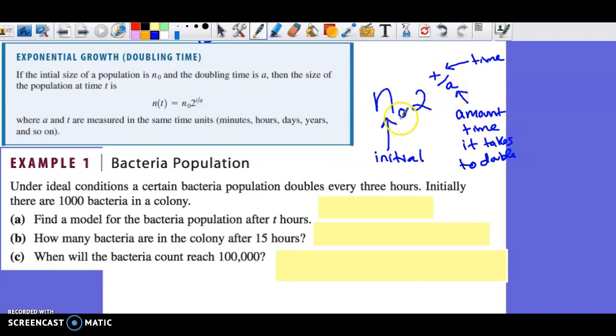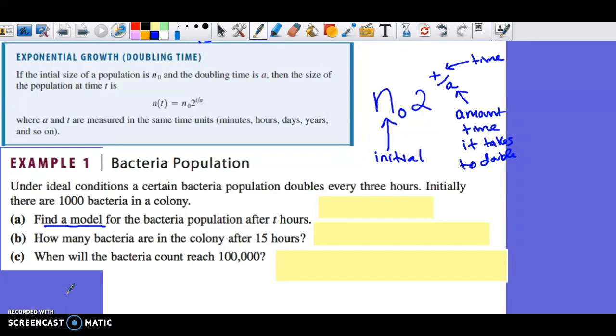Okay, and so this is just some notation. Anytime you see the sub-zero, that just means initial. If you're in physics, you probably have seen v sub-0 for the initial velocity. All right, so we're going to do 3 things. We're going to find a model, that means just write an equation, for this situation.